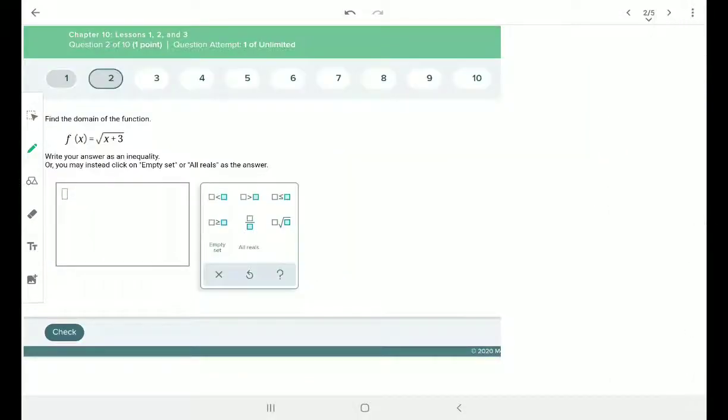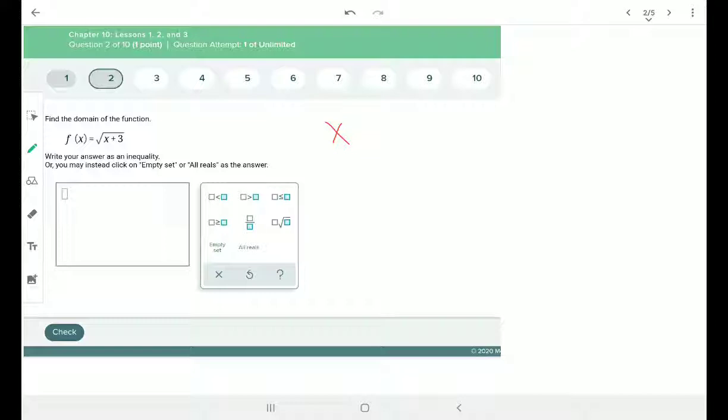Number 2, we have this function, and we need to find the domain of the function. F of x equals the square root of x plus 3. Write your answer as an inequality, or you may instead click on the empty set or all reals as the answer. Remember, the domain is the x, so we're trying to figure out what numbers will work for x. In this case, not every x is going to work, so it's not going to be all real numbers. So we have to look at what numbers are going to work here.